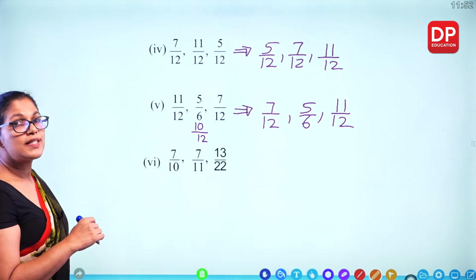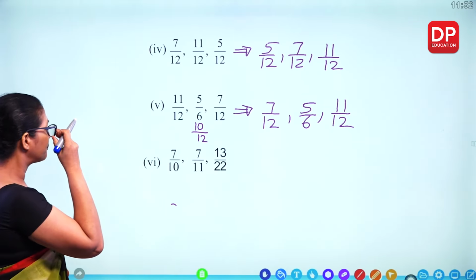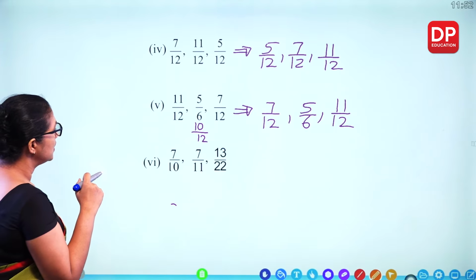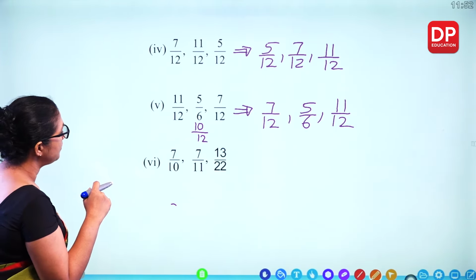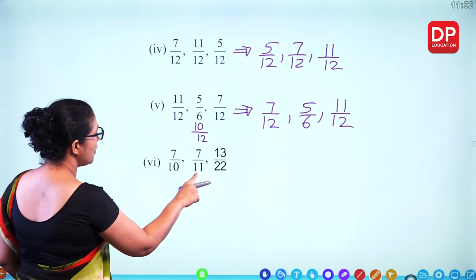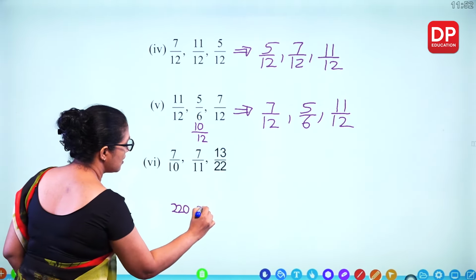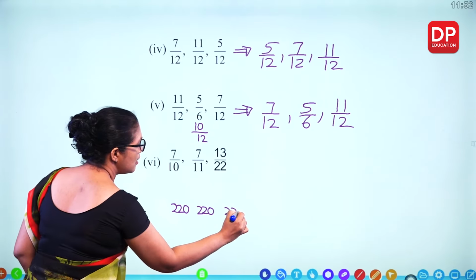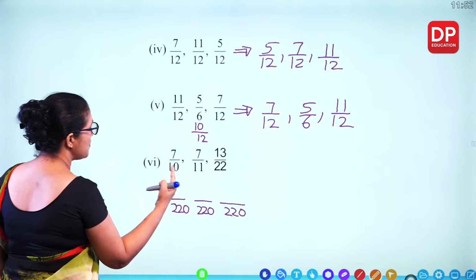This one you have to convert to the same denominator. So 22, not 22, 10 is there now. So what can we do? We can convert to 220. That's the lowest common one. That means 22 times 7.